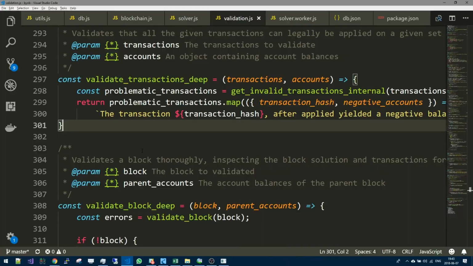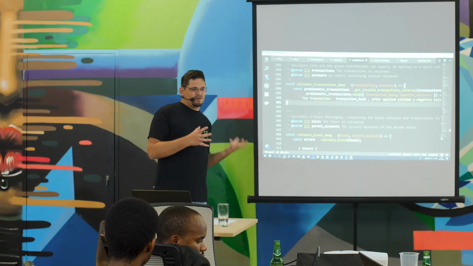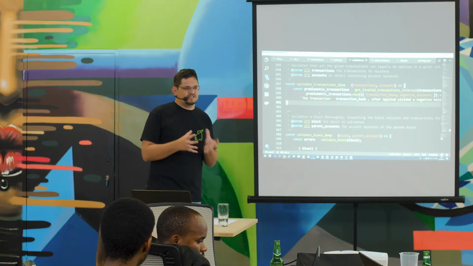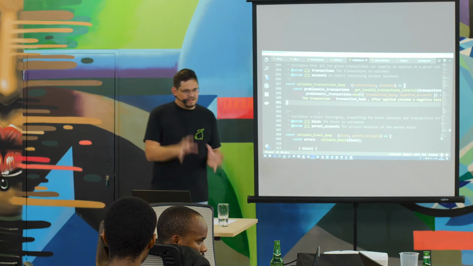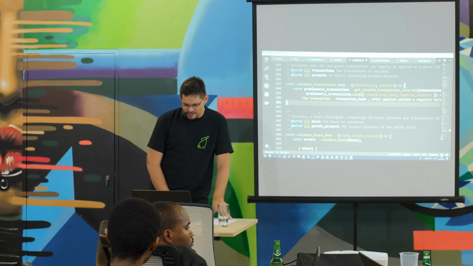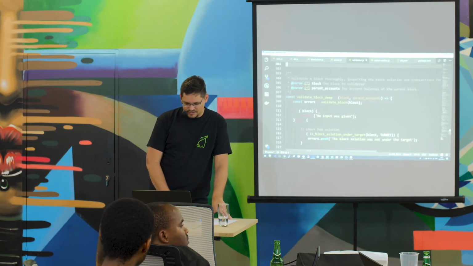Because remember, when you create a block, the parent block cannot change. So if your transactions are invalid, that means that block is fraudulent and it shouldn't be included. So the whole block gets rejected if there's one invalid transaction.